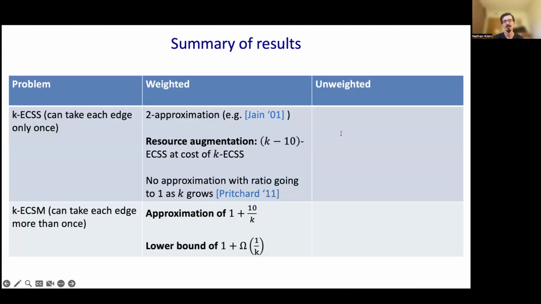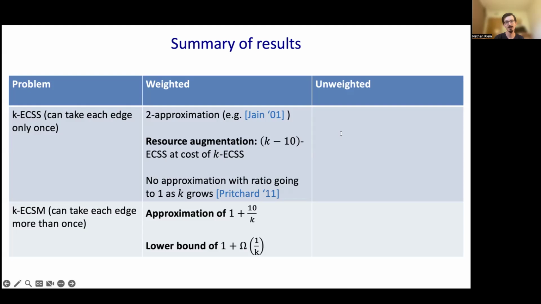So we proved that we can produce a (k minus 10)-ECSS of cost no more than that of the optimal k-ECSS, which you can think of as a resource augmentation result. And this complements the existing 2-approximation. We also know that there is no approximation algorithm with ratio going to 1 as k grows for k-ECSS. This was proved by Pritchard.